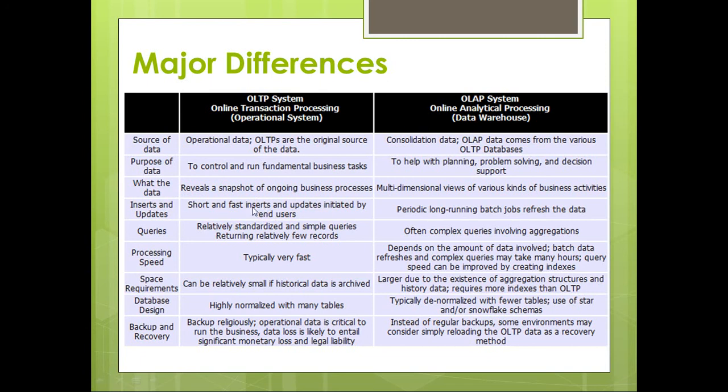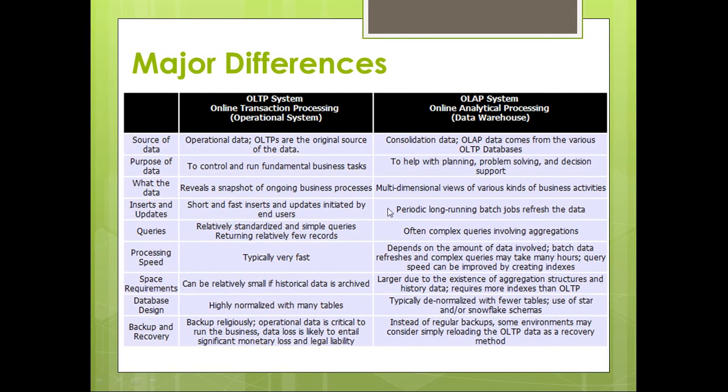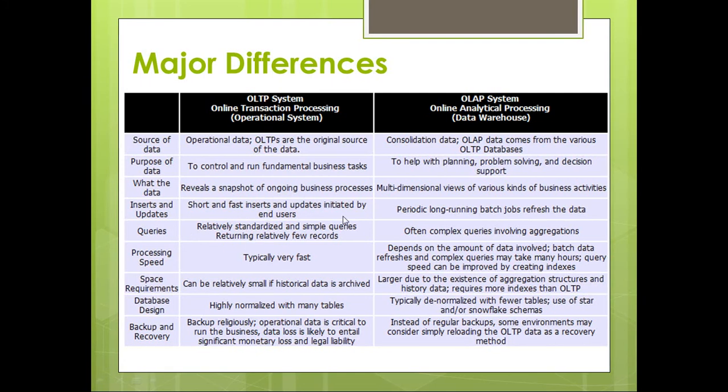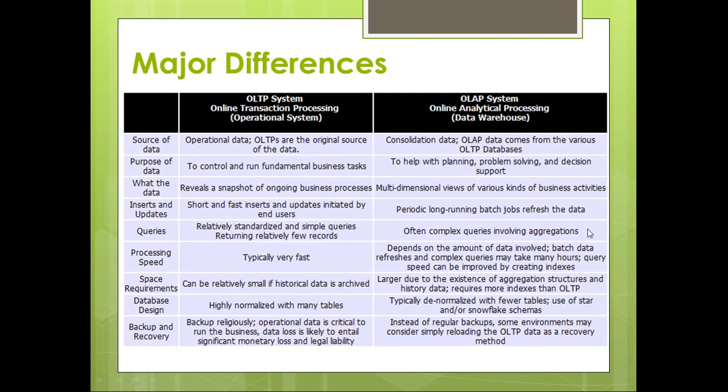OLTP needs to be able to perform short and fast inserts and updates, while an OLAP has to be able to handle massive data loads and lots of reads performed on it. The OLTPs have simple queries performed on them, while the OLAPs often include very complex queries in order to generate the reports. OLTPs are fast. OLAPs depend on how much data there is in it, and queries can take hours.